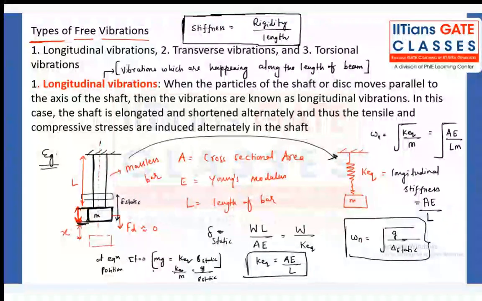And at the equilibrium position, I told you, mg is equal to k equivalent into delta static. The initial spring force, which is k equivalent of spring into delta static, will be balanced by the weight mg. So from there, k equivalent by m is equal to g by delta static. So omega n can also be written as root of g by delta static.